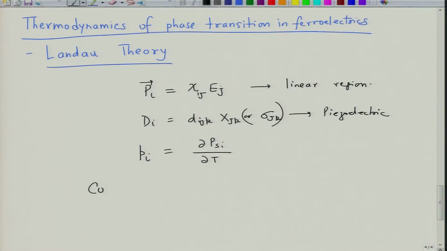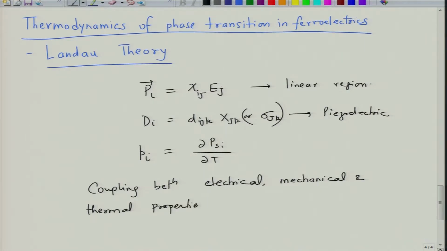So, basically what we looked at was couplings between electrical, mechanical and thermal properties of dielectric materials, and these are special dielectrics. Piezoelectricity is shown by non-centrosymmetric materials, pyroelectricity is shown by non-centrosymmetric and polar materials, whereas ferroelectricity is shown by non-centrosymmetric polar materials in which polarization is reversible.